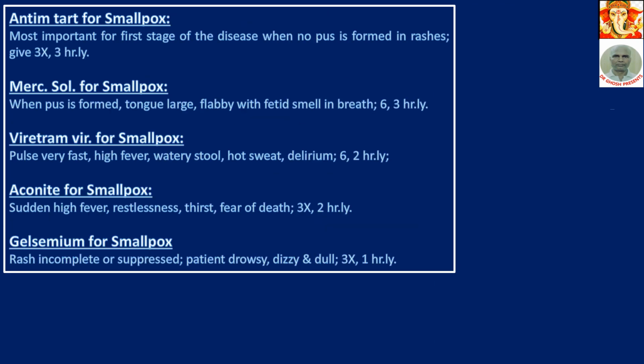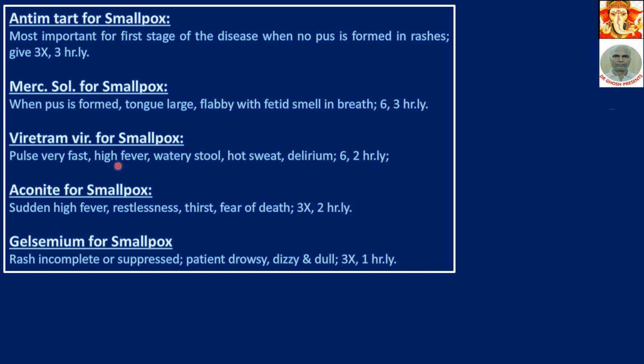Antidote for smallpox. That is, we are now discussing the remedies. Most important for the first stage of the disease, when no pus is formed in the rashes. Give antidote 3x, 3 hourly. Mercurius sol for smallpox. When pus is formed, tongue large, flabby with fetid smell in breath. Give Mercurius sol 6, 3 hourly.